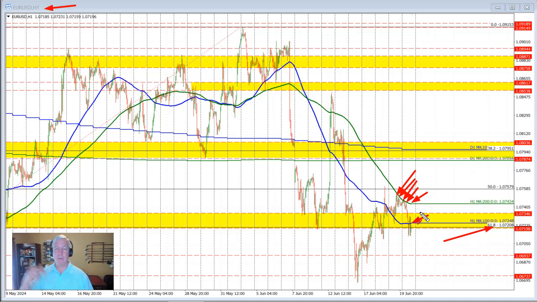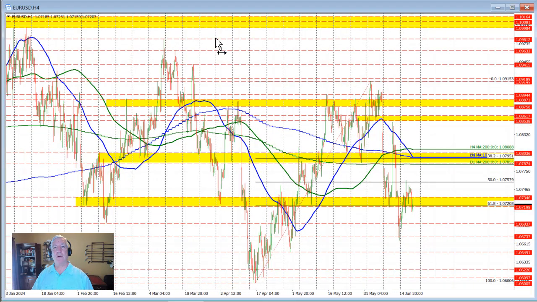forward. If the price moves above it, then we can expect further upside momentum. If the price stays below it, then the bias remains more to the downside, and we'll resolve what happens here at the 100-hour moving average, 61.8% retracement. And by the way, this yellow area as well. So what does this yellow area represent? What does the 61.8% retracement represent?